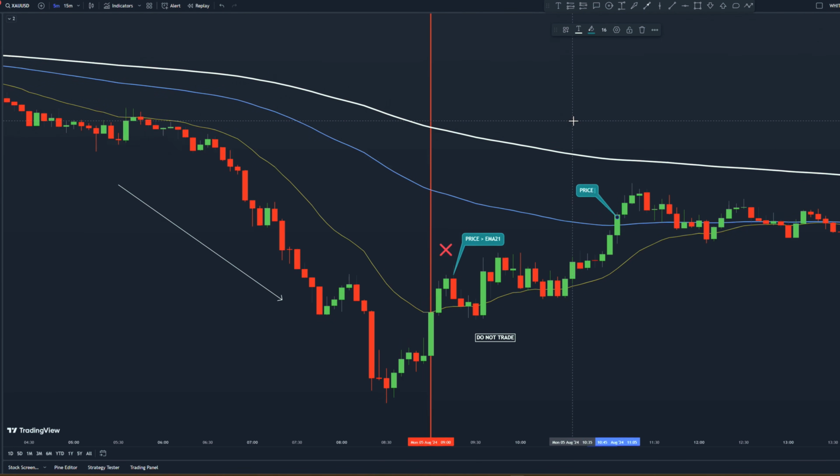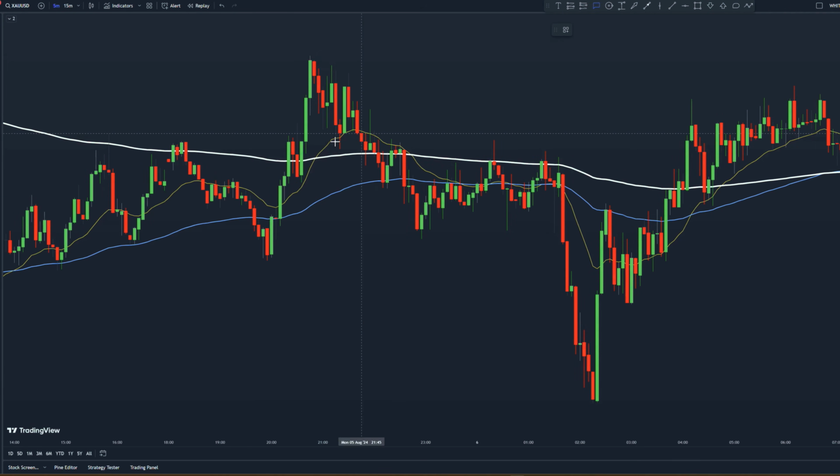As the price moves further, it surpasses EMA 90 but remains below EMA 200, and you might be tempted to trade. But remember, the long-term trend is still downward. Sticking to our rule of avoiding counter-trend signals is crucial here.